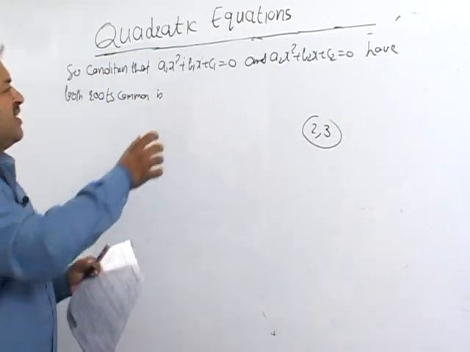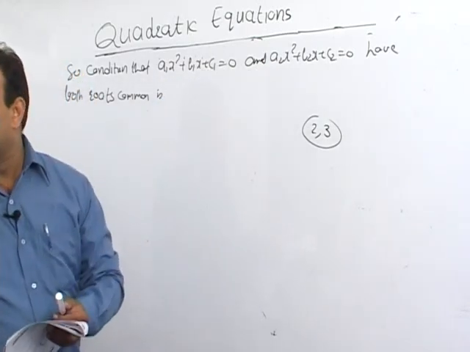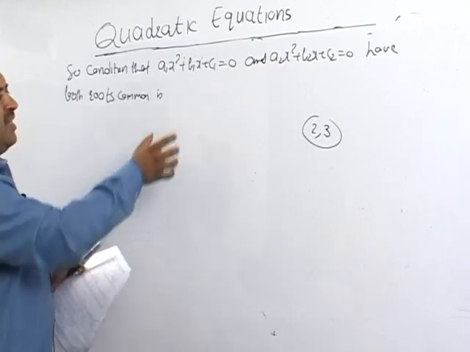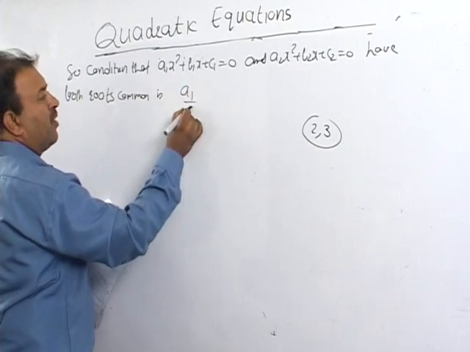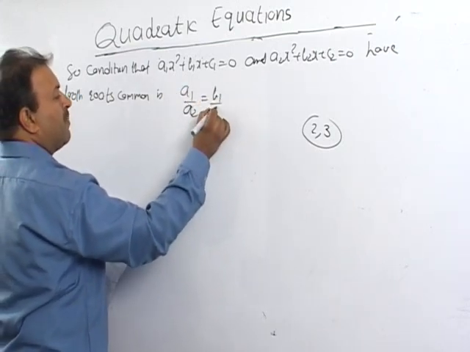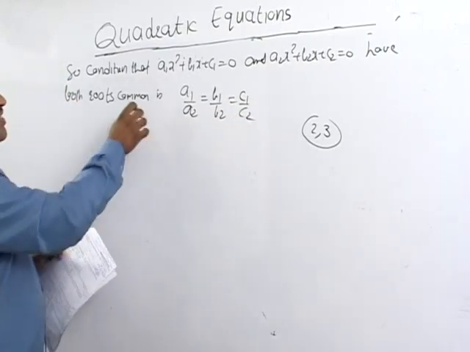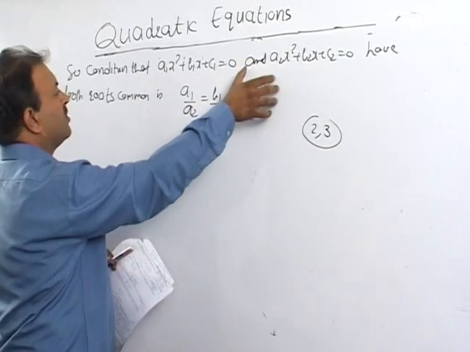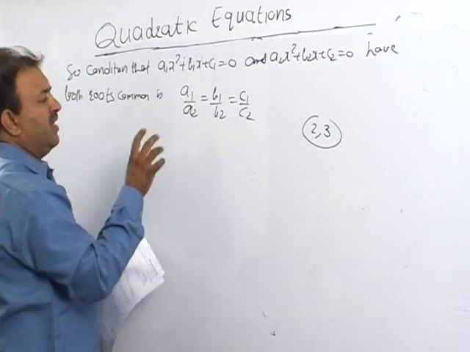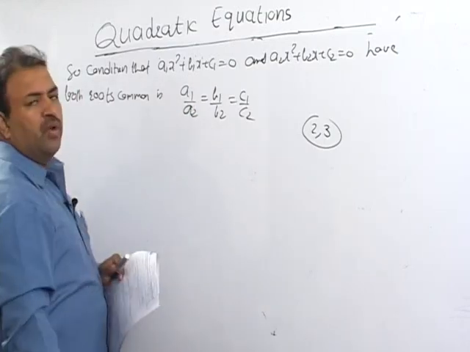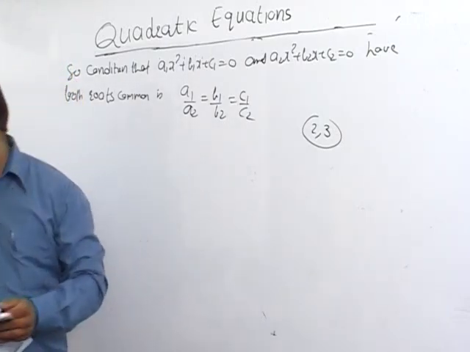So if these equations have both roots common, then we can say these equations will be identical. In this case the condition will be a1 upon a2 is equal to b1 upon b2 is equal to c1 upon c2. So we can say the condition that both roots of these equations are common is a1 over a2 is equal to b1 over b2 is equal to c1 over c2.